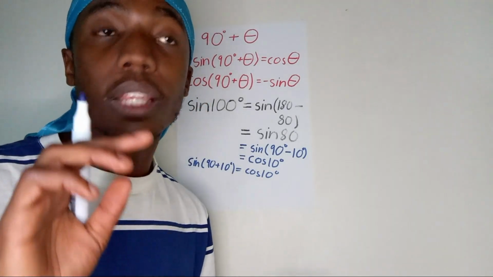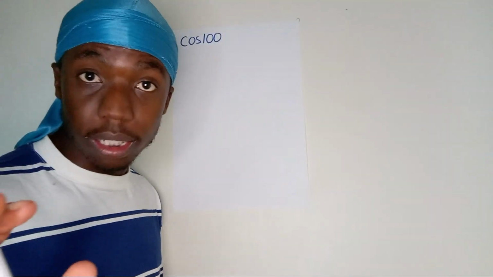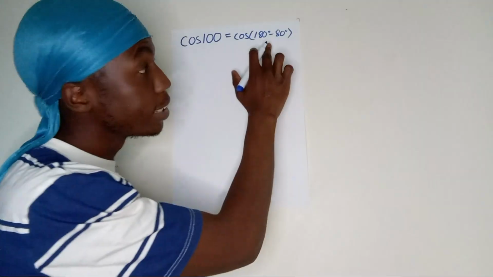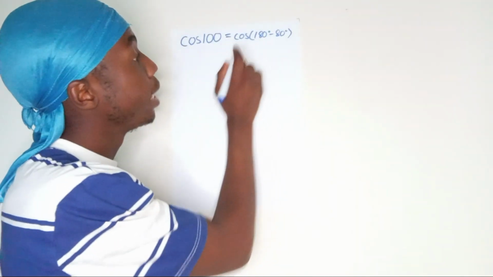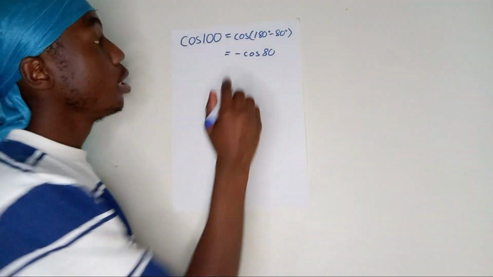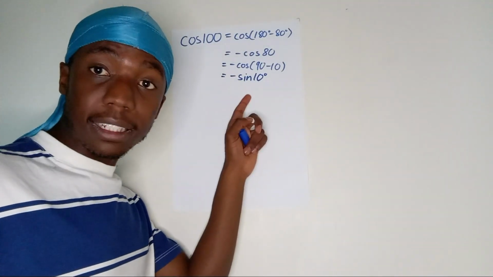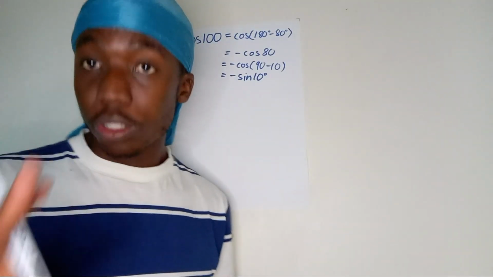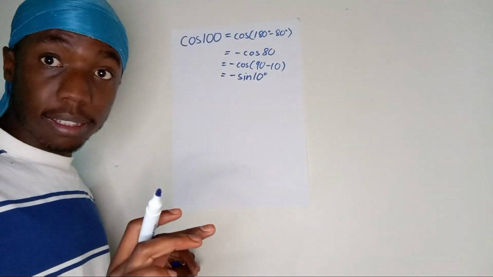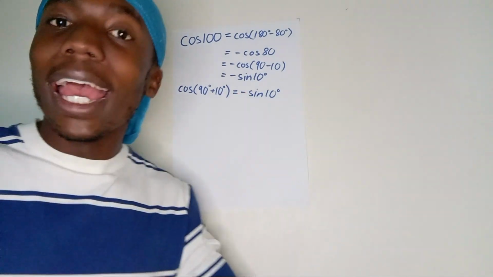So guys, right now, let's work with cos 100. When we reduce it, that's going to be cos 180 minus 80. Remember, cos is negative in the second quadrant. That's going to make it negative cos 80. Now when we reduce it further, that is going to be negative cos 90 minus 10, making it negative sine 10 degrees. But remember, there's just one more step to conclude this. So if you look at all of this, this makes cos 90 plus 10 equal to negative sine 10 degrees. And there we have it, guys.